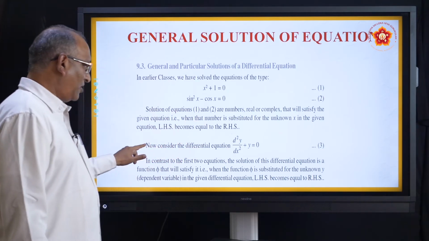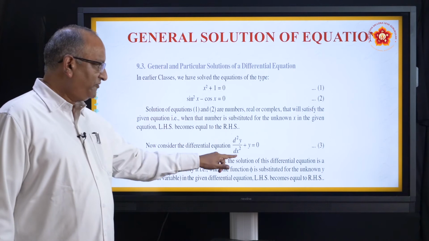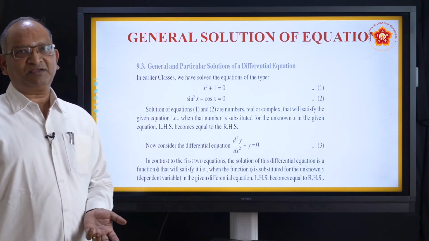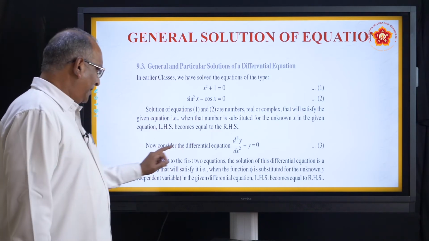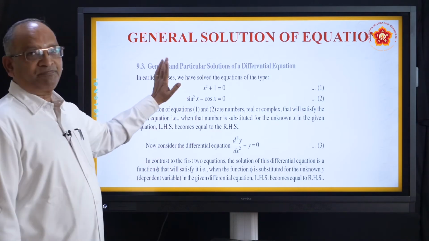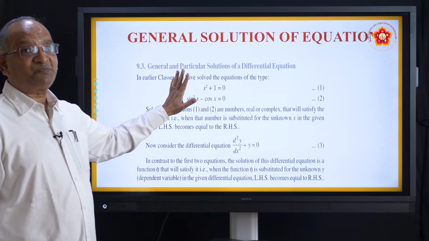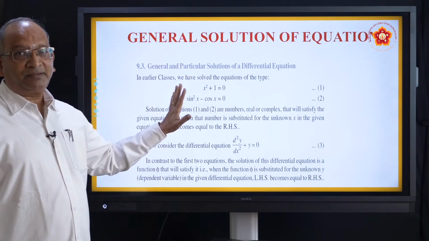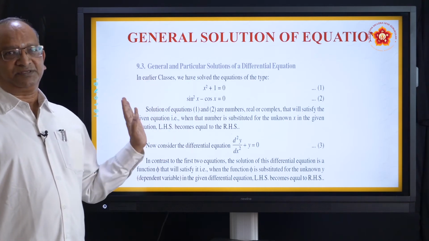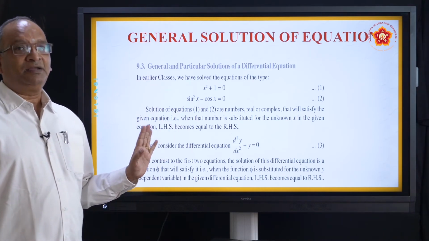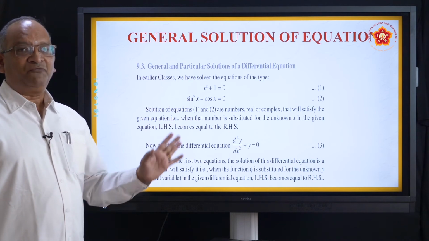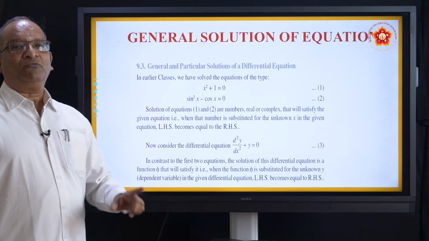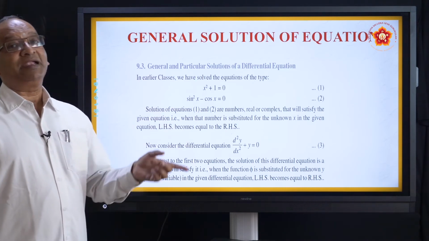Come to this equation. Now consider the differential equation. Why are we calling it a differential equation? Because there is a derivative. Second order derivative is being used. So in contrast, he is basically explaining the difference between algebraic, trigonometric equations compared to a differential equation. What is the basic difference he says? The difference is when we solve a differential equation, we don't get a number. We don't get a value. We get a function.